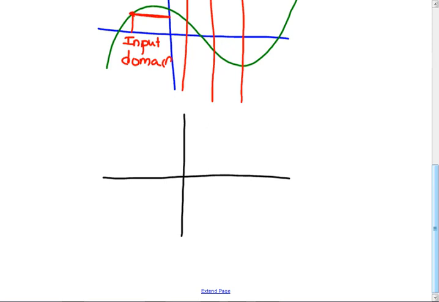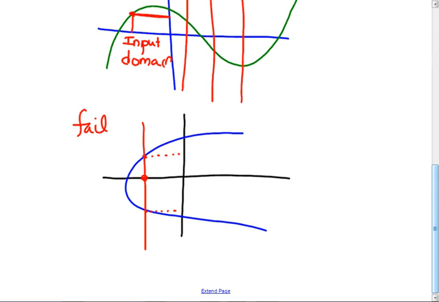Here's one that's not a function. It fails, but let's see what happens. If I take this input, here's a y value, and here's another y value. There can be only one, right? So this fails the vertical line test. So it's not a function.